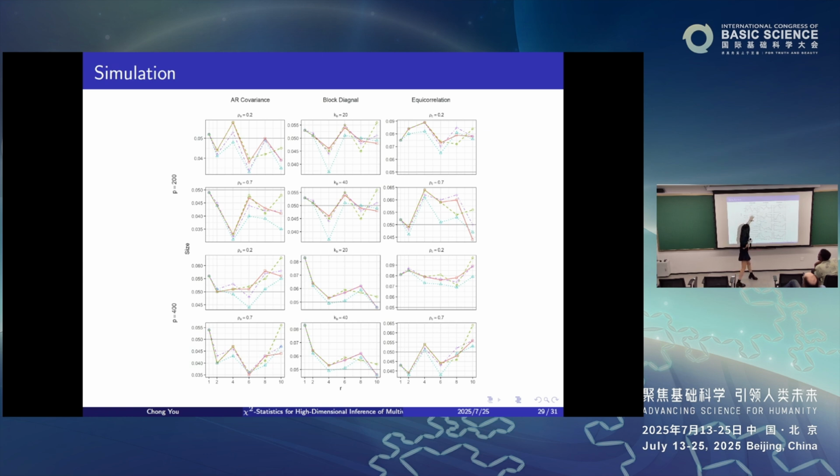The second one is block diagonal, meaning for certain blocks, all x have the same correlation to each other. So here this means I separate this 200 covariates into 20 groups, and in each group they have equal correlation. This means I separate them into 40 groups, and each of them has common correlation. And this one, equal correlation, means every pair of variables has the same correlation. They are 0.2 and 0.7.